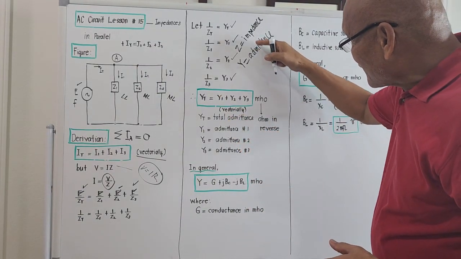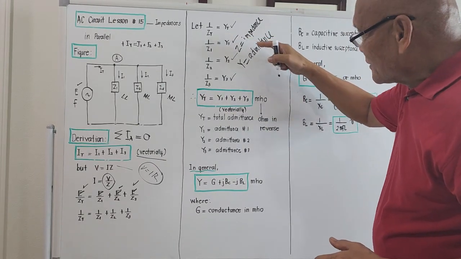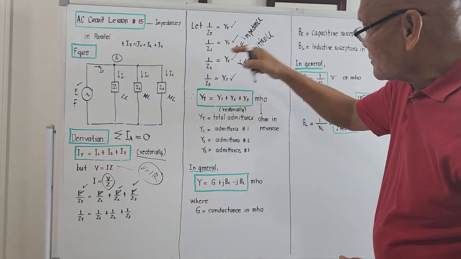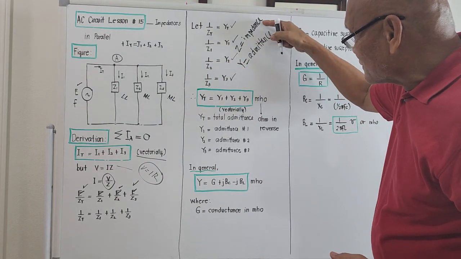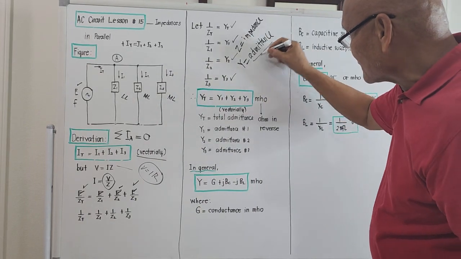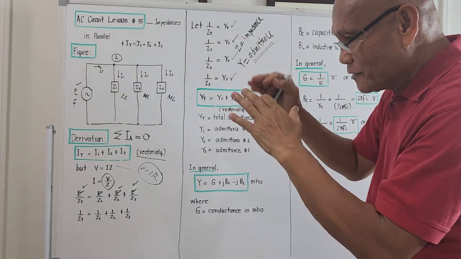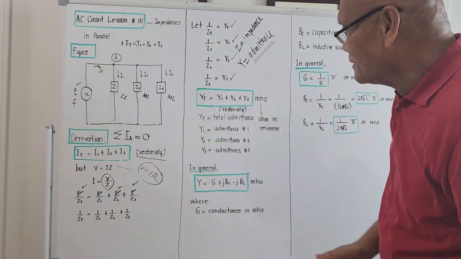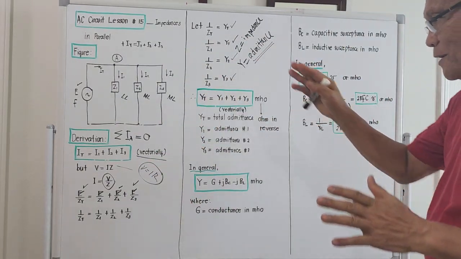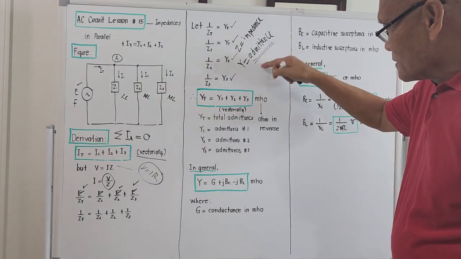So these two are reciprocals. Under AC series circuits, we term Z as impedance, and under parallel circuits, we term this Y as admittance. Admit, you don't fight it out. Impede, you fight it out, you try to obstruct. So under the study of parallel circuits, Y represents admittance.